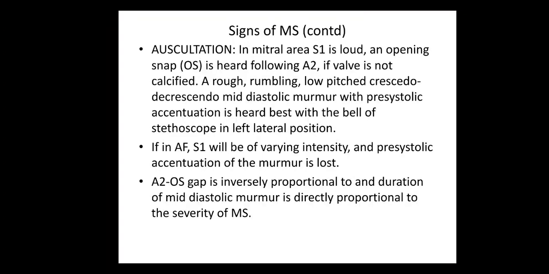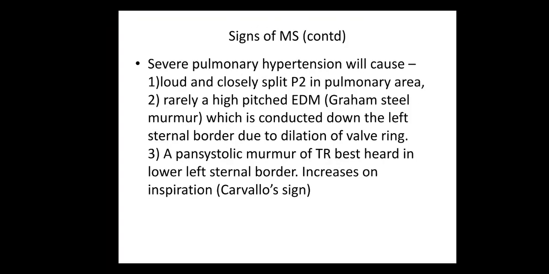If the patient is in atrial fibrillation, the S1 will be of varying intensity, and the pre-systolic accentuation of the murmur will be lost. So coming to assessing the severity of the mitral stenosis, the A2 to OS gap is inversely proportional, and the duration of the mid-diastolic murmur is directly proportional to the severity of the MS. So severe pulmonary hypertension, that is on the right side of the heart, will cause a loud and closely split P2 in the pulmonary area.